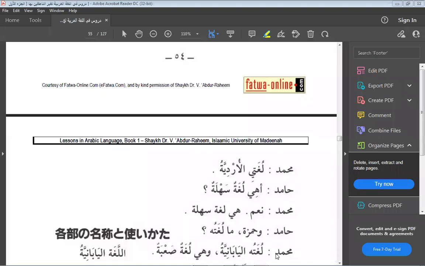Numbers from 11, 12 also have their ruling. 13 to 19 have their ruling. 20, 30, 40, 50, 60. All these numbers, they have their ruling. 100, 200, 300 has this ruling. 1000 has its ruling. Okay. Gradually, we will pick them one by one, inshallah.